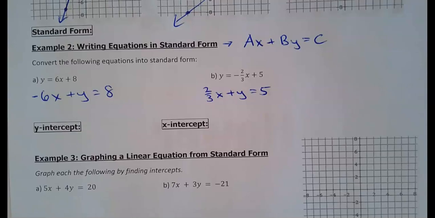Same sort of thing you did on the first one there. So the negative 2/3 x needs to go to the other side, so I'm going to add it to both sides. When I add it, it'd be 2/3 x plus y equals 5.